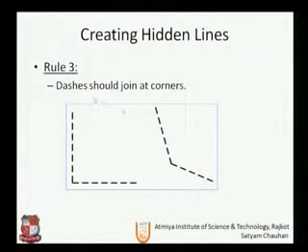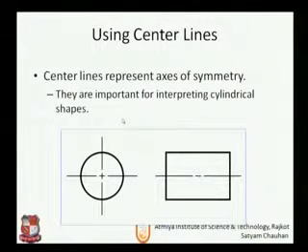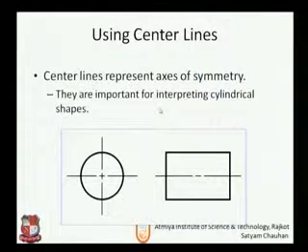Next, the dashes should join at the corner. So the corner should be joined here, as we can see. Then the center line represents the axis of symmetry. So this is very important for interpreting cylinder shapes that we are going to use in the projection of solids. So to represent a cylinder, we also use the center line in this manner.